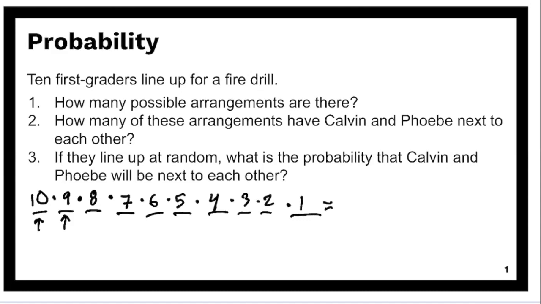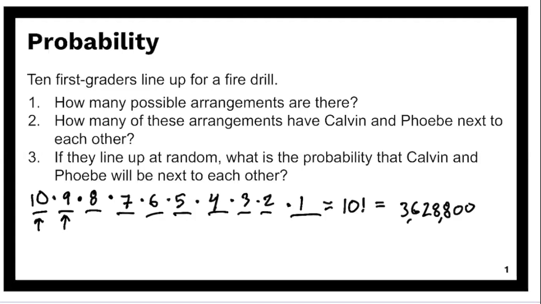which might look a little familiar from our last video. So this is another way to write 10 factorial. We're starting with 10, and then we're going down by 1 and multiplying all of the numbers by going down all the way until we get to 1. 10 factorial in this case gives us 3,628,800. So a little bit over 3,628,800 different ways to line up these first graders.